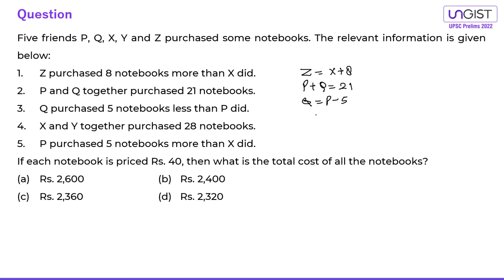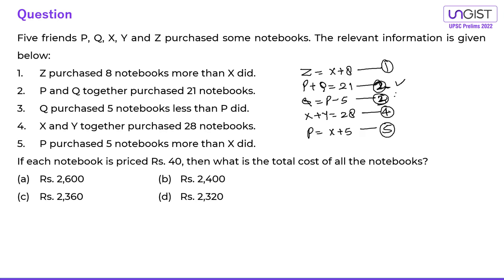Then X and Y together purchased 28. So X plus Y is equal to 28. And P purchased 5 notebooks more than X. So P is equal to X plus 5. Okay. So guys, here, these statements, let me give them the names 1, 2, 3, 4, and 5.